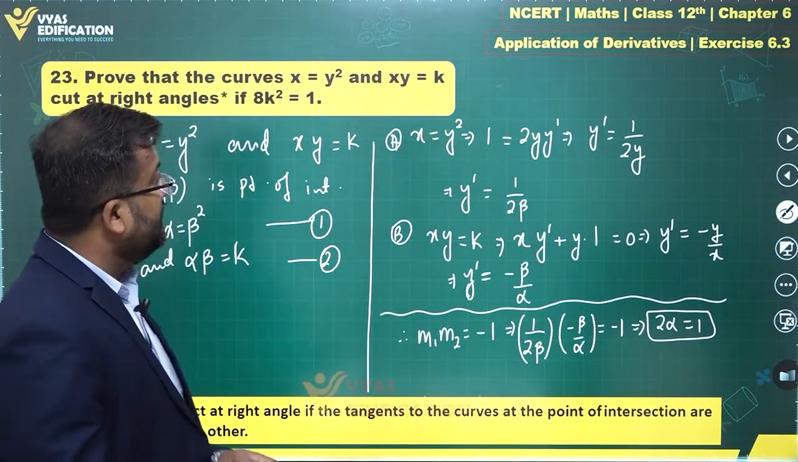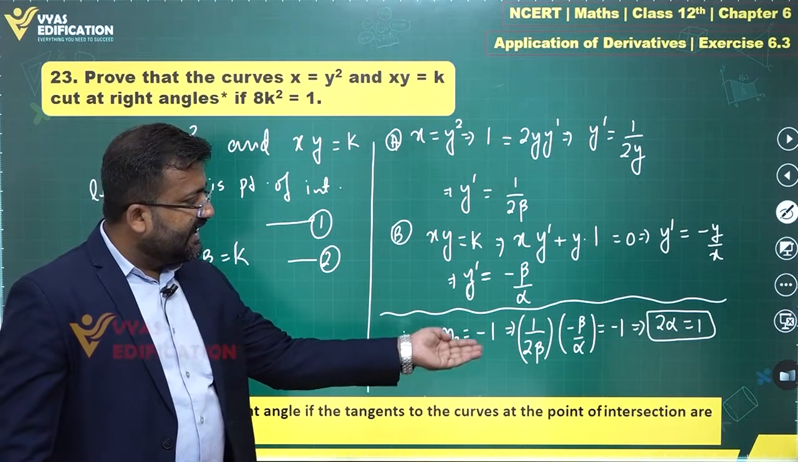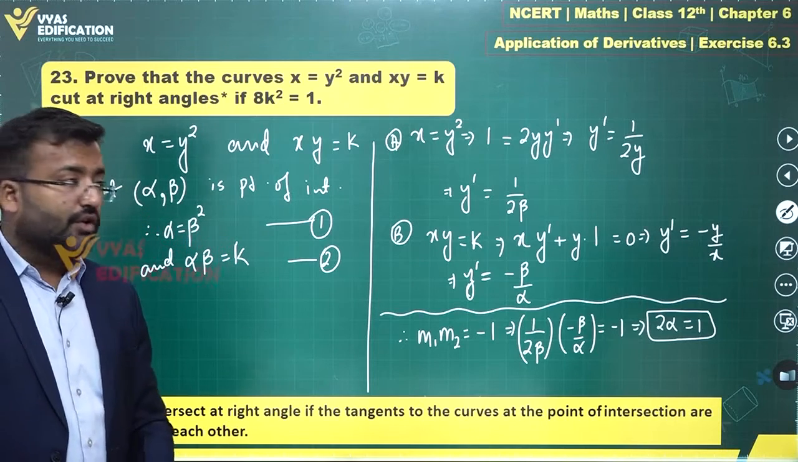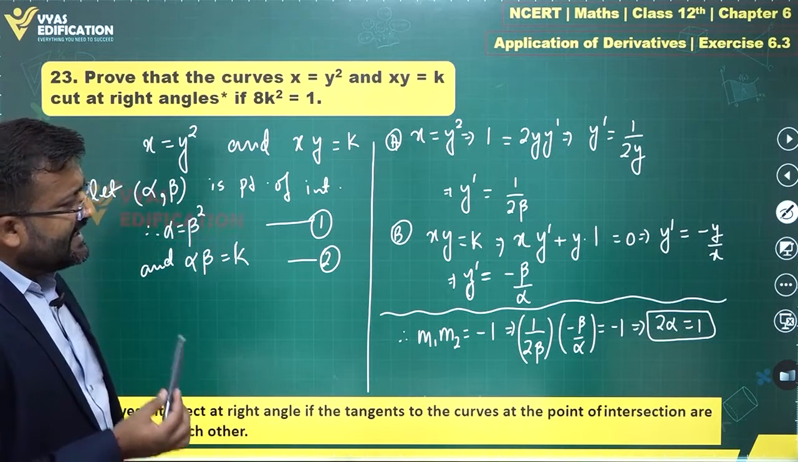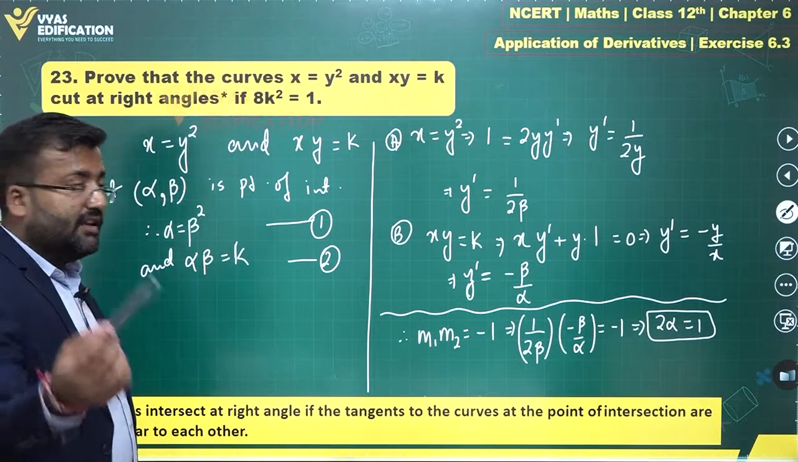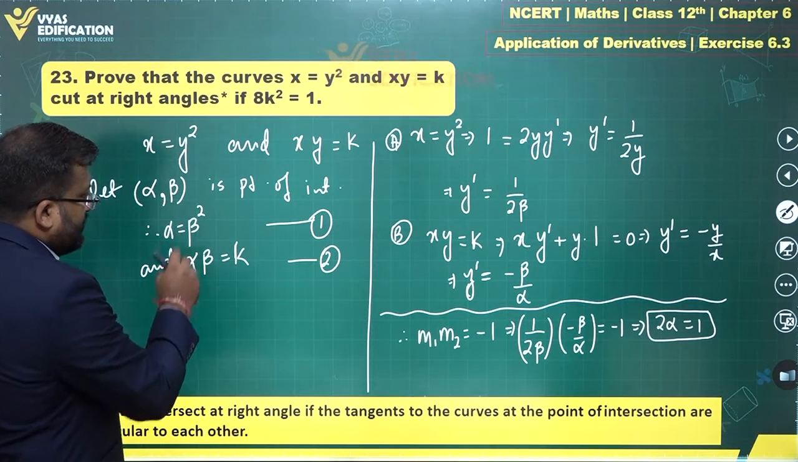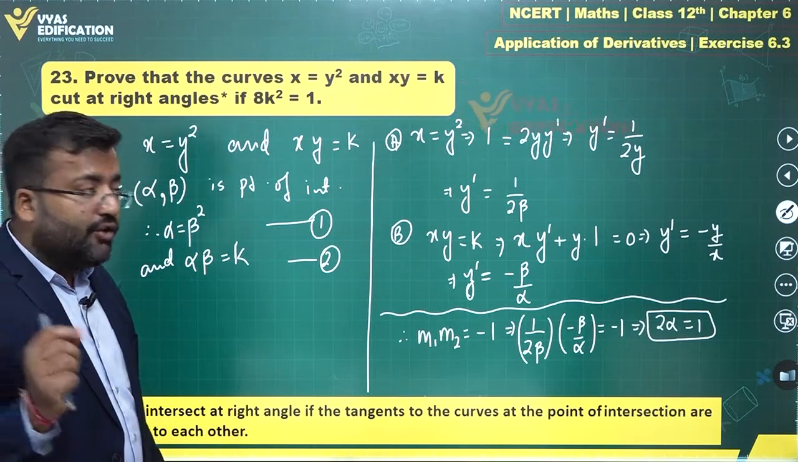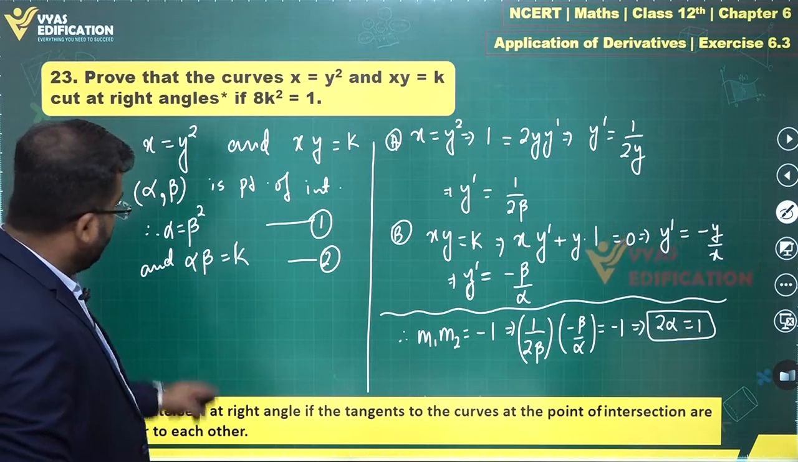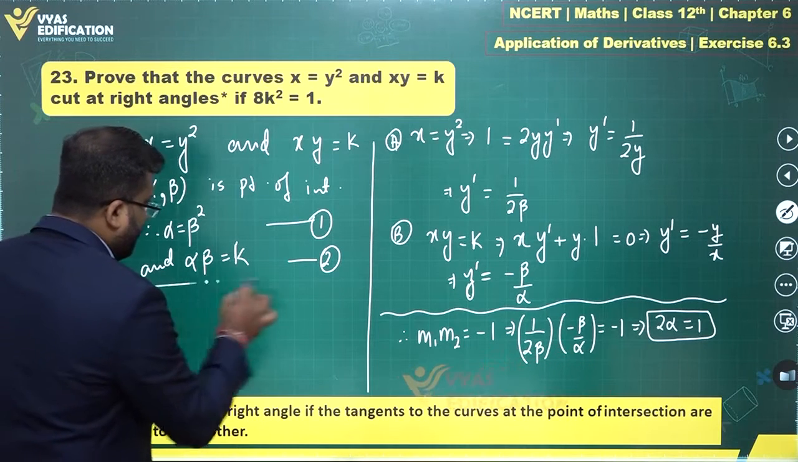The required condition is in terms of k. If these curves intersect at right angles, then this. They cut at right angles if this. So let's try to find alpha in terms of k and we'll be able to get the answer, right? So what do we have? We have alpha beta is equal to k. We have alpha is equal to beta squared. What do we need to do? We need to eliminate beta and get a relation between alpha and k. With the help of that, I can get alpha in terms of k, right? Let's do that over here.